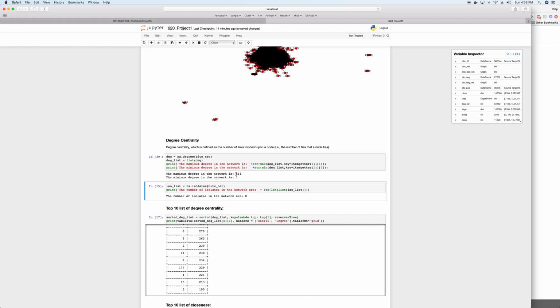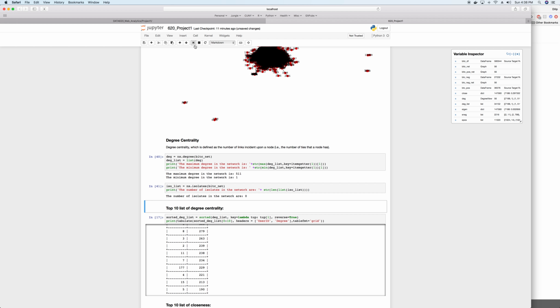So there is some node in the network, or some user in the network, because we are talking about the user data, who has 511 connections, and there is a person or node in the network which has just one connection. That is what this centrality measure means. And then isolates: we just wanted to check if there is anybody who is not connected to anybody at all. But no, it's not like that.